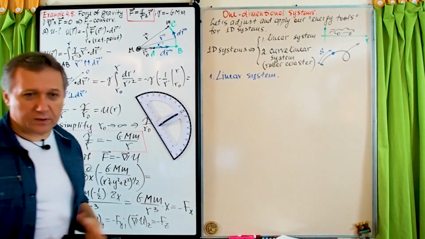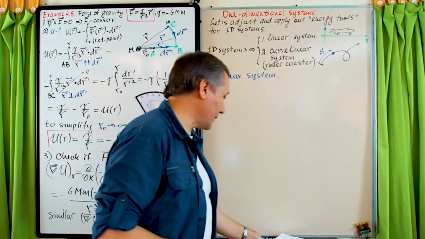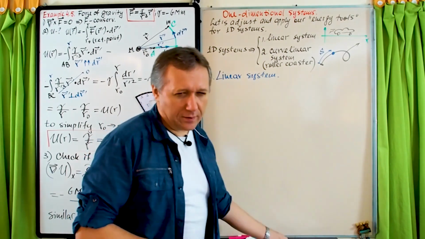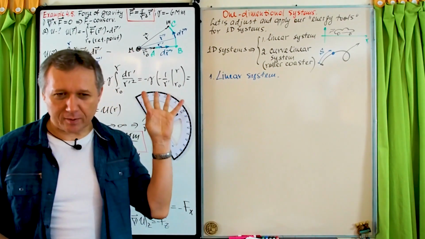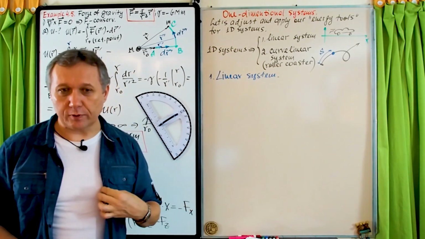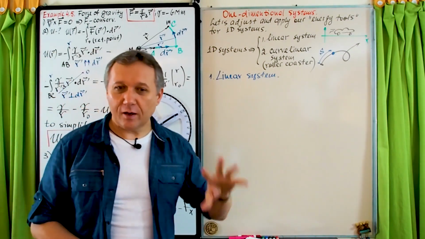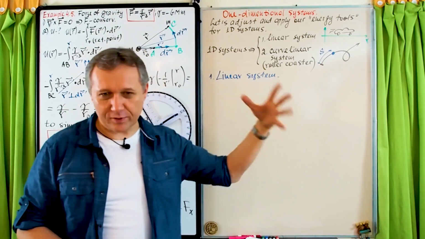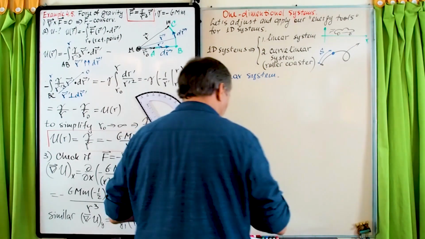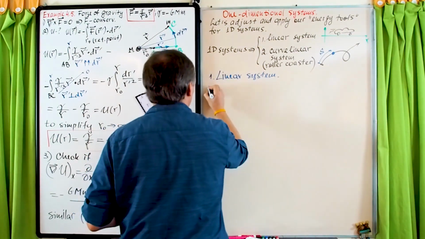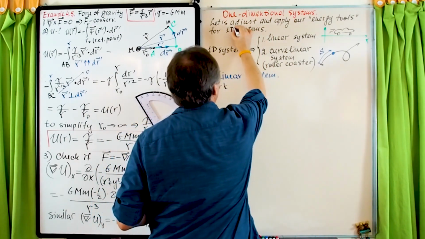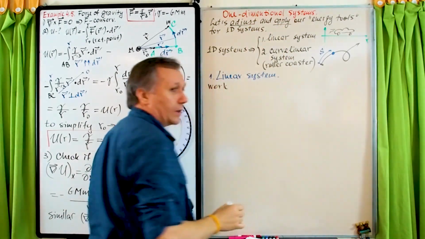So first of all, let's adjust the expression for work. And then we're going to state three remarkable features of one-dimensional systems. And then when we start looking at examples, some of those remarkable features will be used. So first of all, work: let's just adjust it slightly, and then we'll start applying.